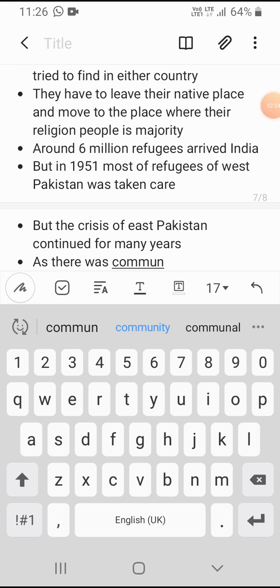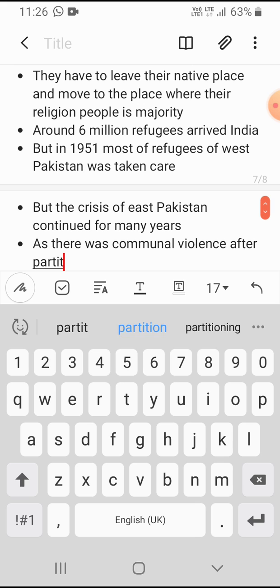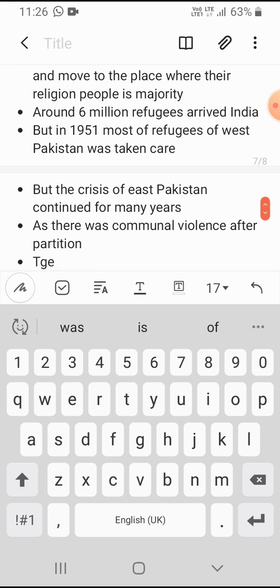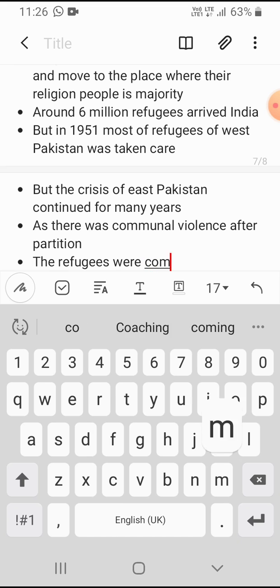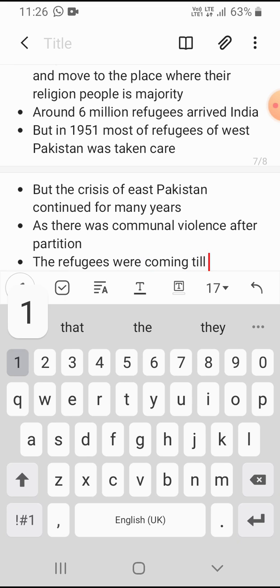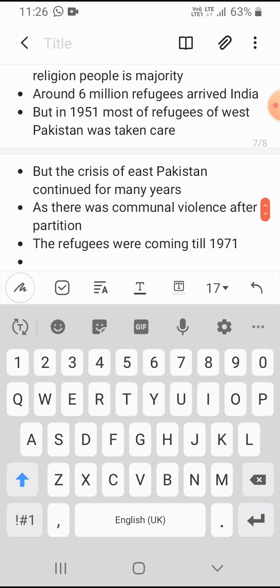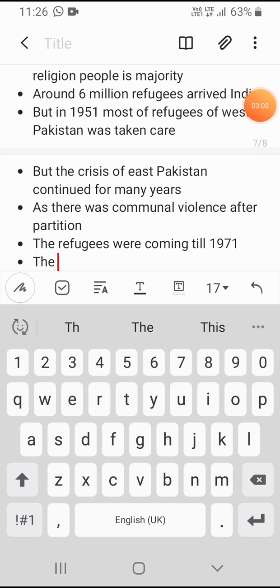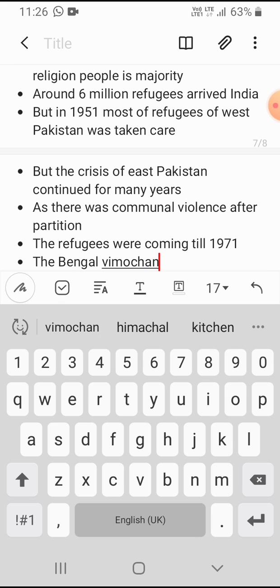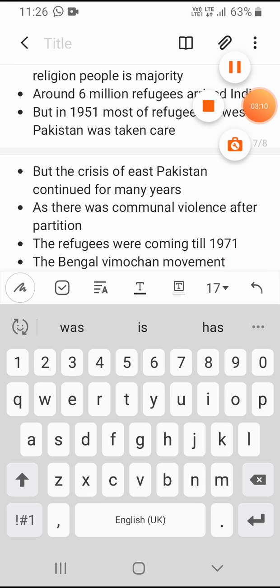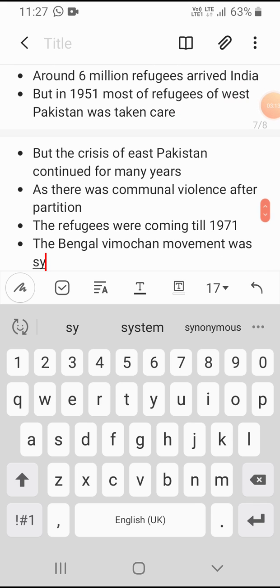After partition, the refugees were coming till 1971. The refugees were coming to India. The Bangla Vimochan movement was started, and it was supported by India.